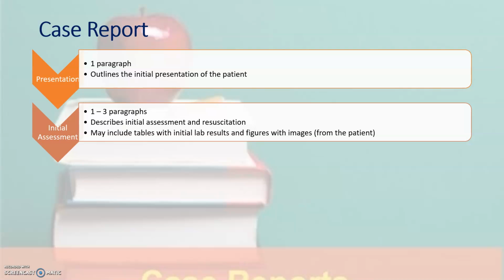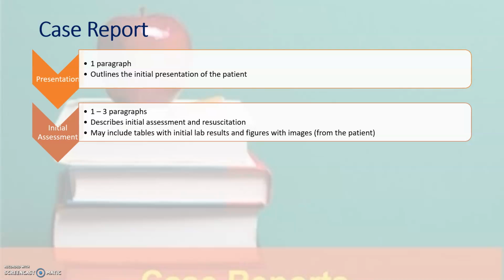Then an initial assessment, which goes through what you did, what investigations you did, what the patient looked like on initial assessment, and what you did to resuscitate them. This section usually includes some tables and figures from the patient, you know, images of scans or x-rays, blood results, that sort of thing. Please remember, this must come from your patient.